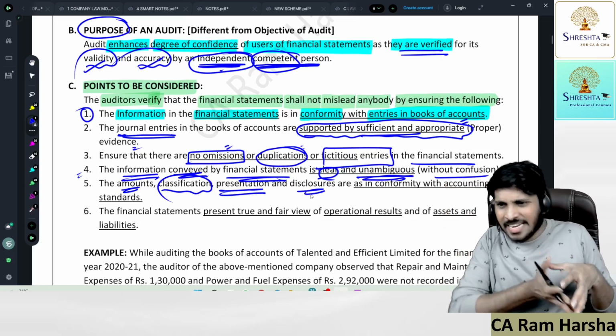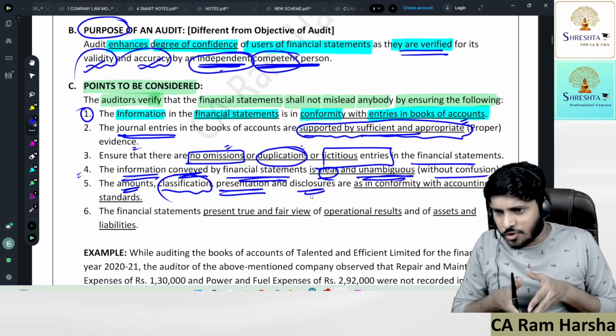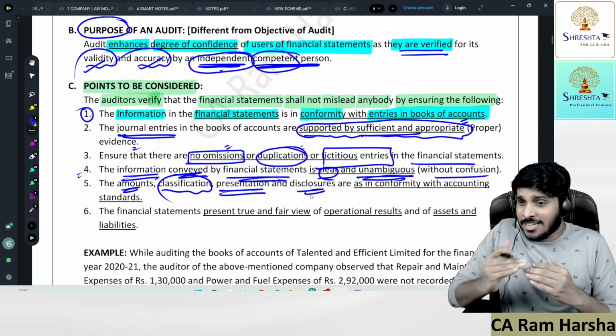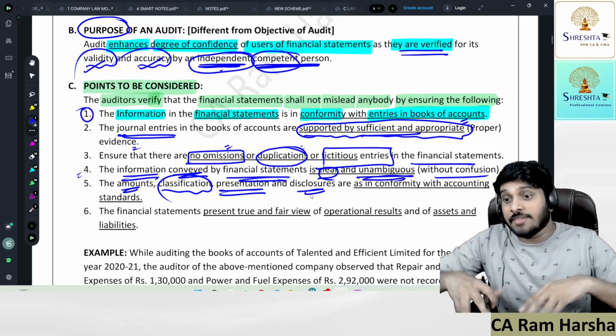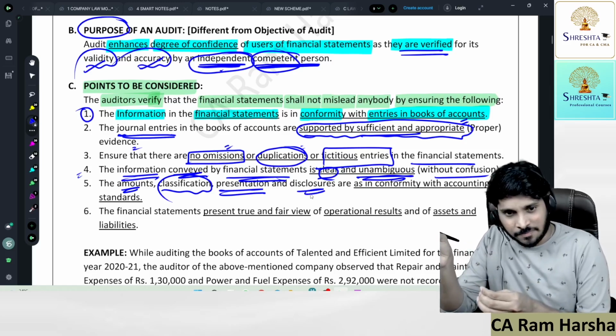Look, this is only a beginning chapter. Fundamentals I already told. This is nature, objective, and scope of audit. This is the second chapter. We are still at the beginning of the audit. It will take a little time for you. It will take a little time for me also to bring you slowly to the reporting level.